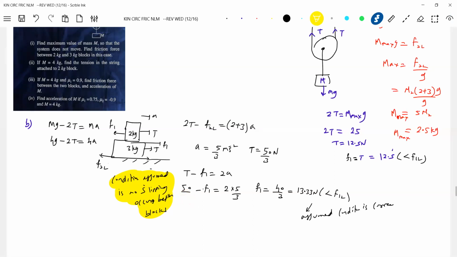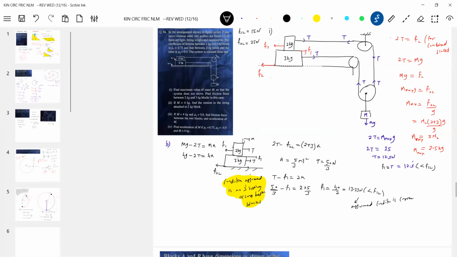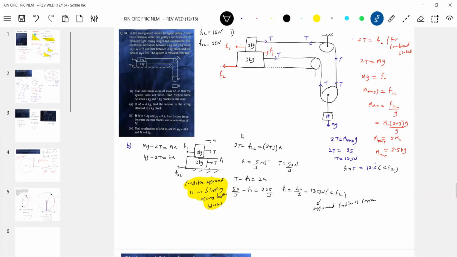I think there's one natural way of analyzing here, whenever friction comes between the blocks. Okay, similarly, can you work out the other options, third and fourth? Try to solve them or leave it.